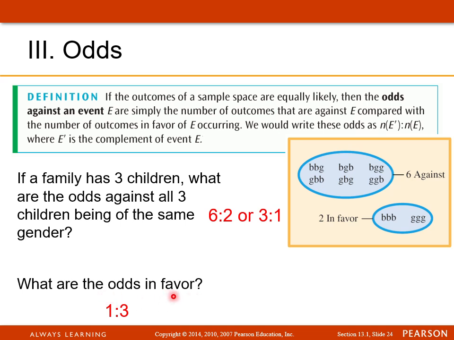And the odds in favor, okay, so odds in favor, you have 2 out of 6, which simplifies to 1 in 3. So I have a 1 in 3 chance that they would all be of the same gender.